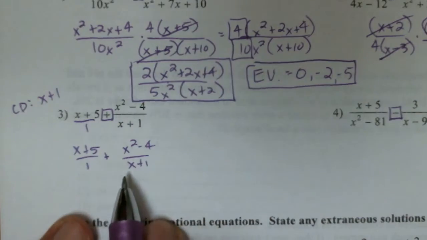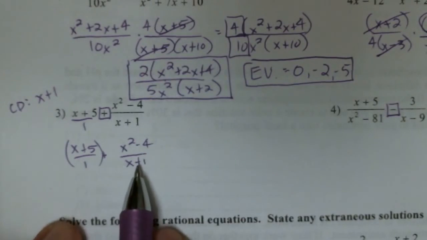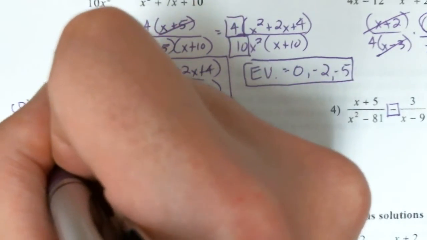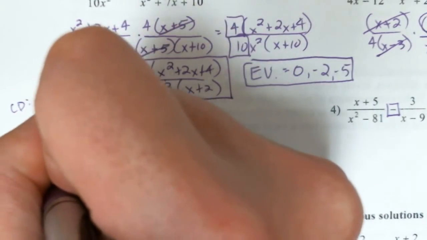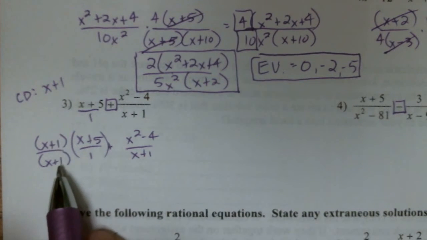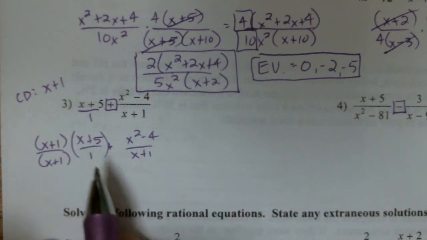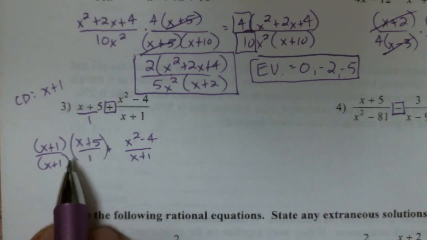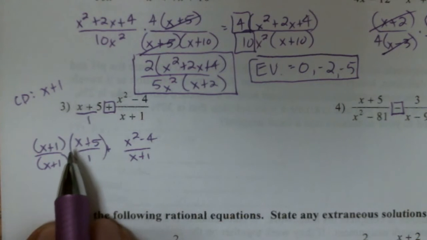Okay, so this guy needs a what? It needs an x plus 1. So that means I have to multiply the top and the bottom by x plus 1. Whatever the common denominator is, you're multiplying by that over itself. x plus 1 over x plus 1 is just a big fat 1. I'm just multiplying by 1. All right, so now this is the tricky part.